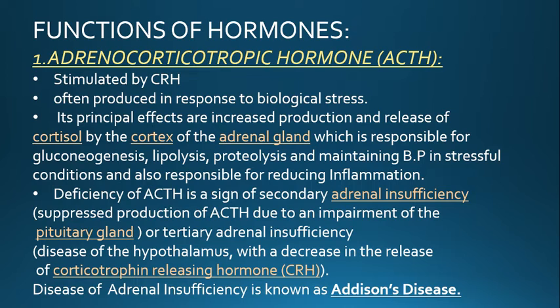So whenever there is a secondary insufficiency, then the disease lies within the pituitary gland, and whenever there is tertiary adrenal insufficiency, then the disease lies in the hypothalamus. And whenever there is primary insufficiency, then the disease lies within the adrenal gland itself. This disease of adrenal insufficiency is known as Addison's disease.